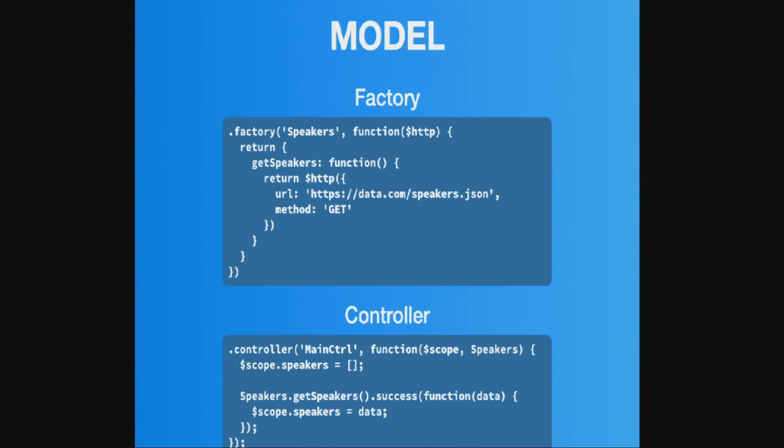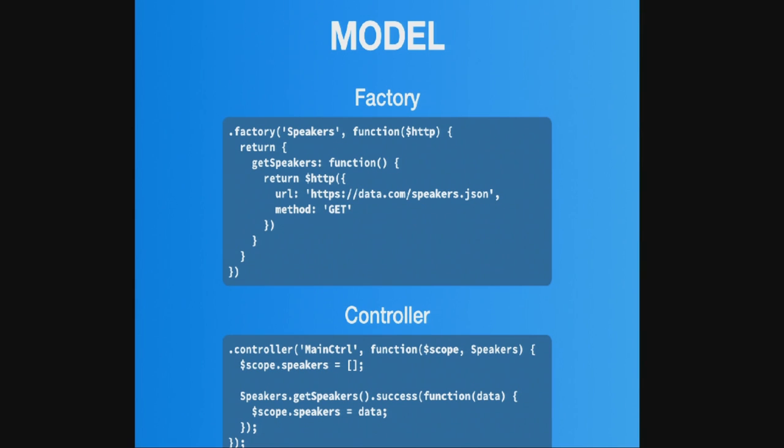If we want to pull in some data, we're most likely going to be pulling in some JSON. We'll create something called a factory, which essentially allows us to create some global functions that we can have access to everywhere inside of our Angular app. We'll create a factory called speakers, and in that factory, we're going to return a function, getSpeakers. All that's going to do is make a quick HTTP request to some site and get some data that's hopefully in JSON and not PHP. Then we're going to be able to take the data and use it in our controller.